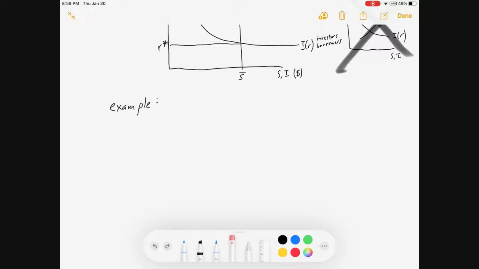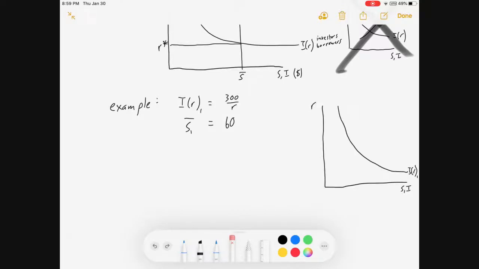So let's do an example of this. This is going to be kind of a short video. I'm going to do this example and I'm going to change it twice. Let's say we have an investment curve of 300 over R, a savings fixed at 60. Put this on a graph. There's our investment curve, there's our savings curve. $60 are being saved. What will be the interest rate in equilibrium? We find it by setting these two curves equal to each other. So 300 over R equals 60, which means that R is 5. And so you can show that on the graph. Great. You found yourself an equilibrium.